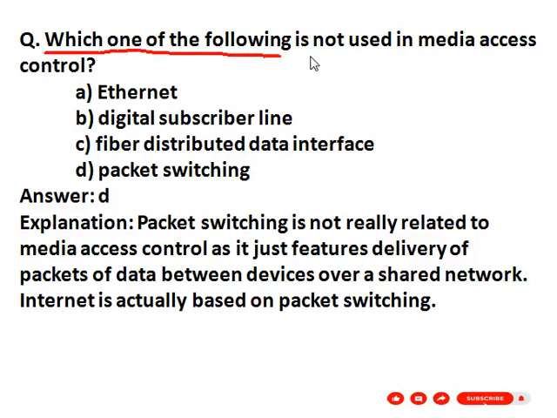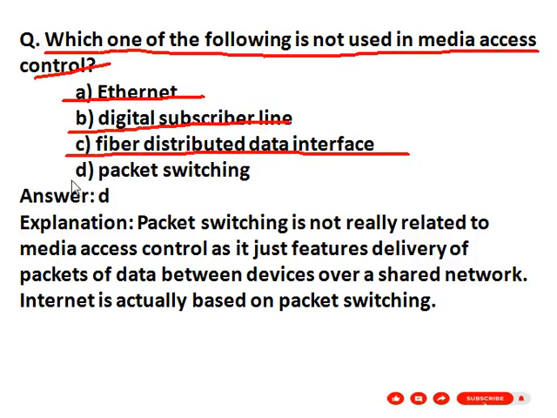Which one of the following is not used in media access control? Given options are A, Ethernet, B, digital subscriber line, C, fiber distributed data interface, D, packet switching. Here correct answer is option D, packet switching.